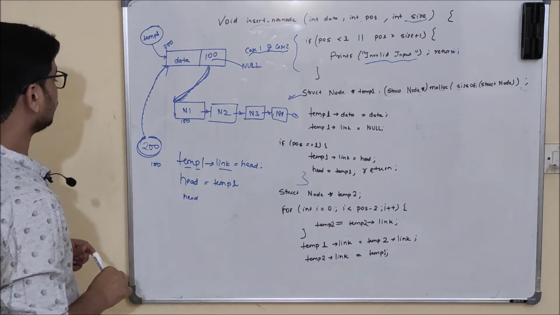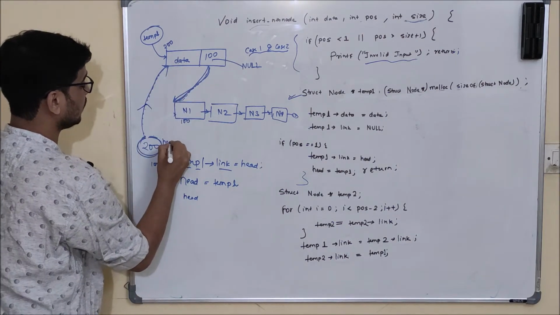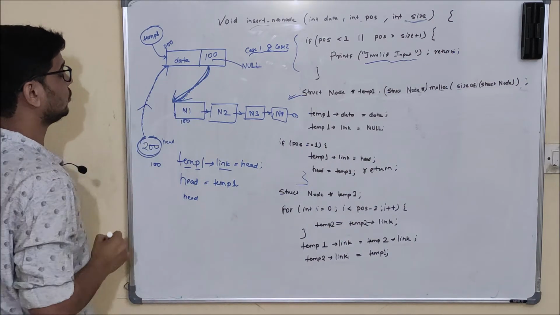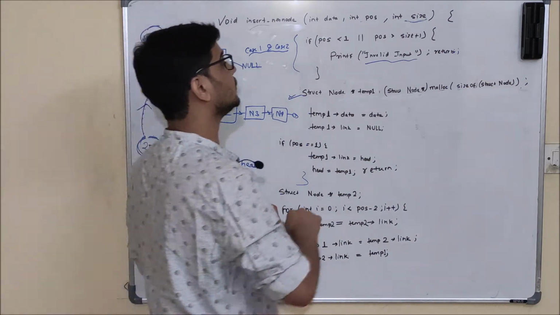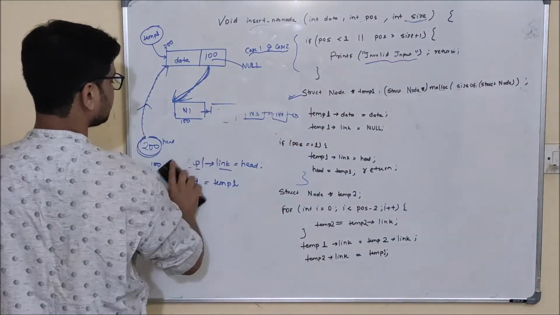So if you see, we have created a link from head to temp1 and from here to n1. So we have successfully inserted a node at first position in this linked list.